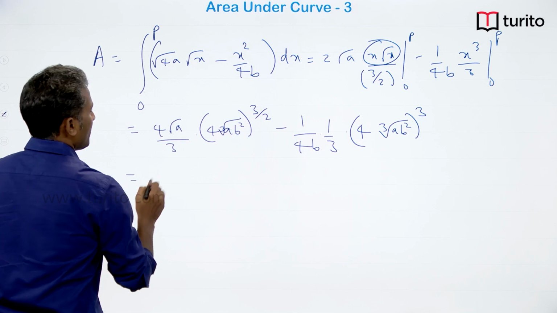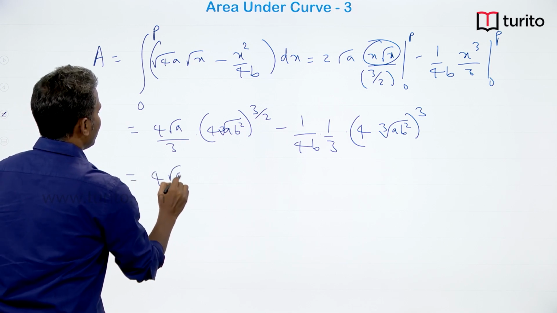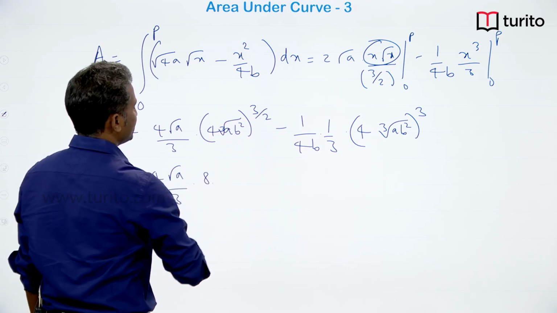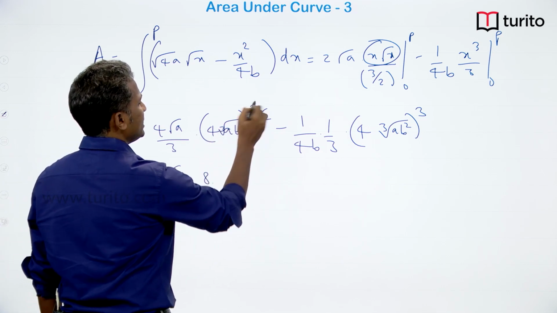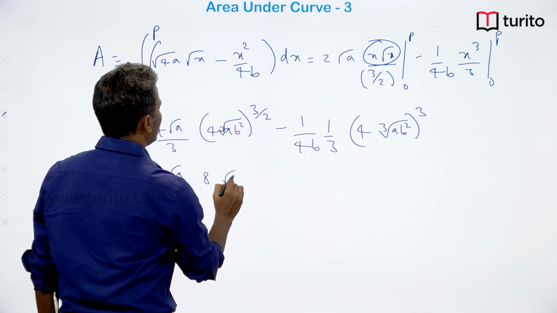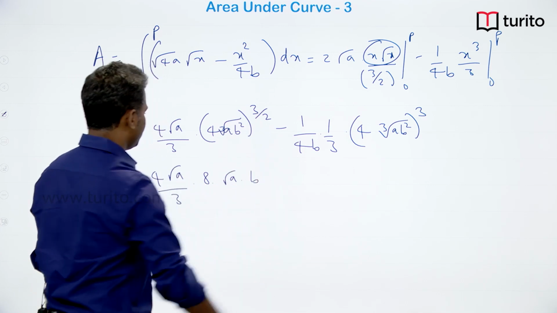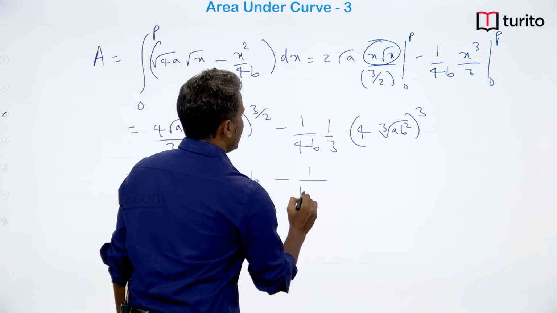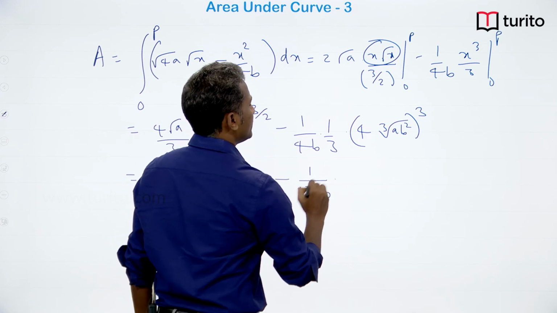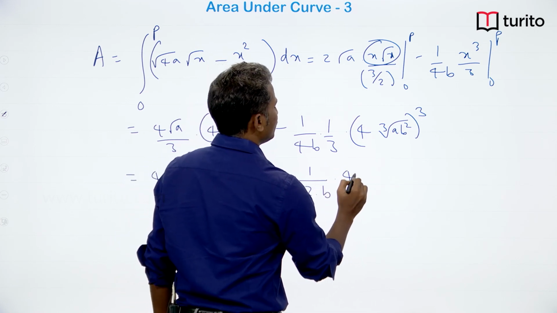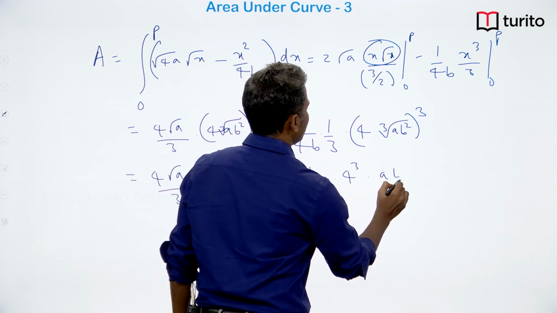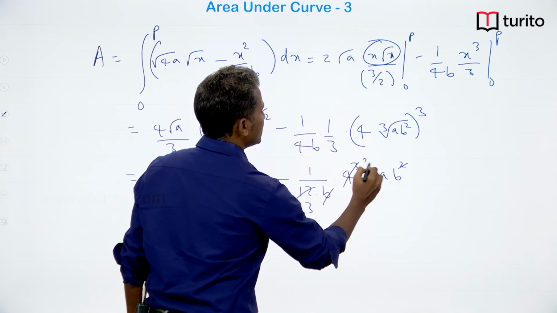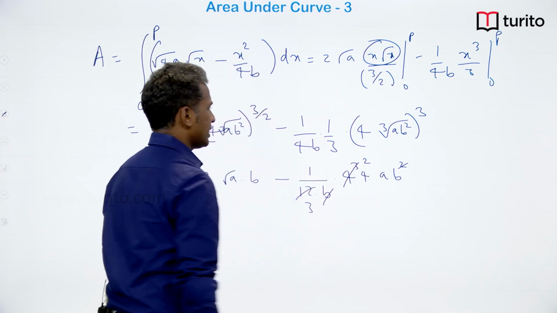So let us simplify. Here we have 4 root a by 3 and here we have 2 cube which is 8, and here when 3 gets cancelled we will get root a into b, and further here also 1 by 12b, and here we will get 4 cube and here we will get ab square. So 1b is getting cancelled and 1 4 is getting cancelled. So we will be left with 4 square here.